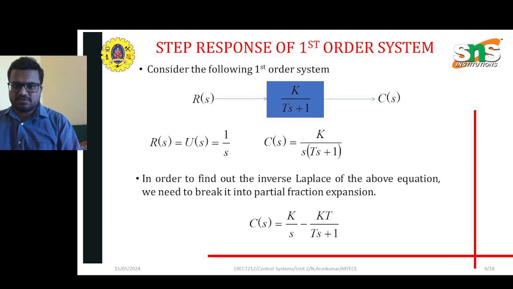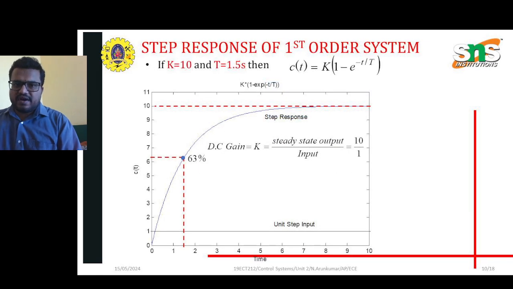Step response of first order systems. The transfer function K divided by Ts plus 1 has the input denoted as 1 by s. So it can be written as C of s equal to K divided by s into Ts plus 1. After finalizing the equation, we can take the Laplace transform as K by s minus KT divided by Ts plus 1. So finally, we get C of t equal to K into 1 minus e power minus t by T. The step response characteristic equation has been formed based on the gain, which is steady state output divided by input.